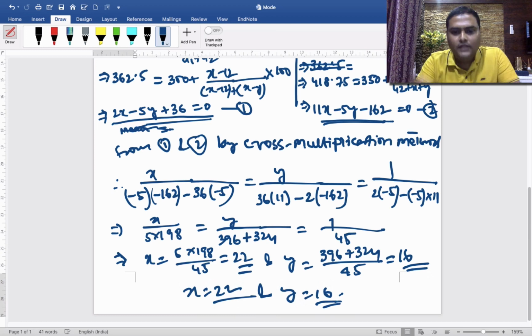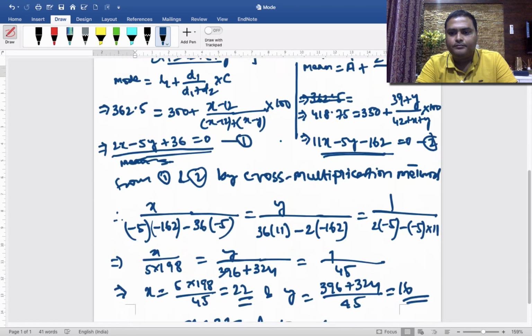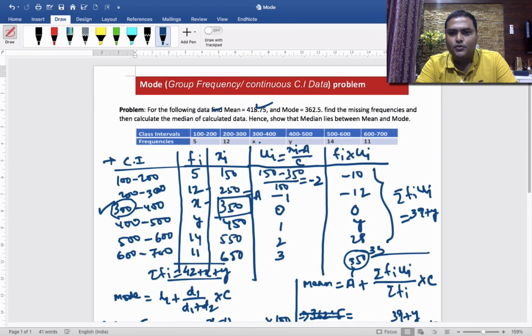Okay, so we have found the missing frequencies. Now we need to write these x and y values in the table. In this table, x is 22 and y is 16, so we replace x and y with these two values. Then we need to find the median. Missing frequencies we have already done, and then we need to calculate the median of that.